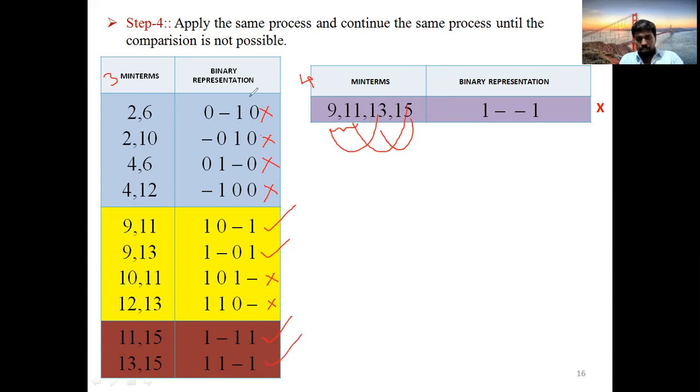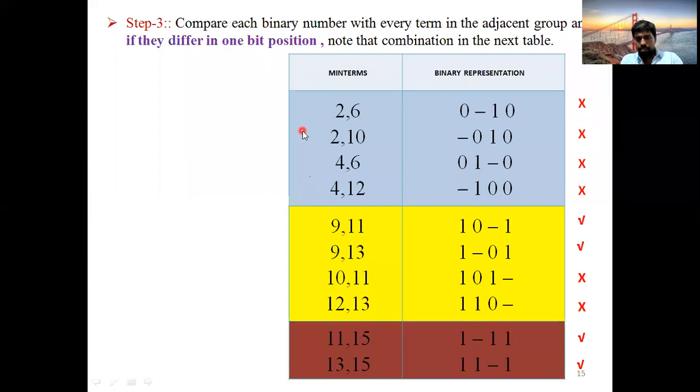So among this entire table in the third step, 1, 2, 3, 4, 5, 6: 6 minterms are not involved. So 9, 11, 9, 13, and the last 2: only these 4 get tick marks. The remaining 4 will be cross marks. So go to the previous step. See, 9, 11 tick mark, 11, 13 tick mark, and the last 2 tick mark. The remaining 6 are cross marks.